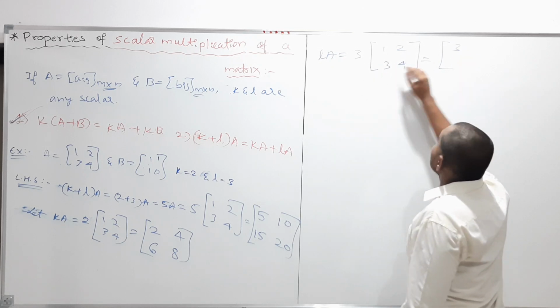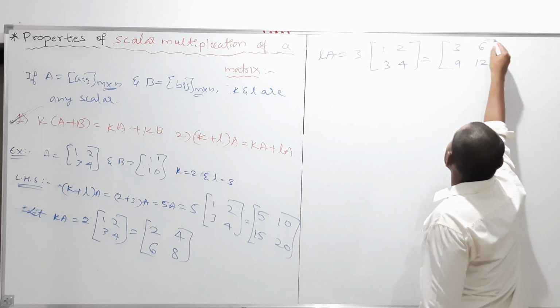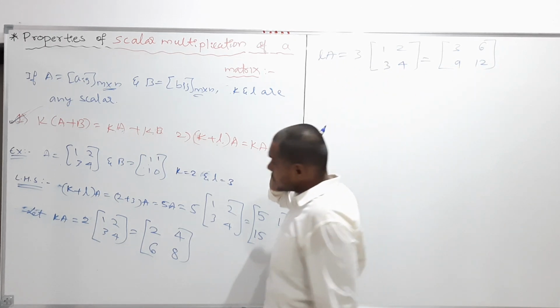3 1 is a 3, 3 2 is a 6, 3 3 is a 9, 3 4 is a 12. So this is the L·A value. Next, the RHS.